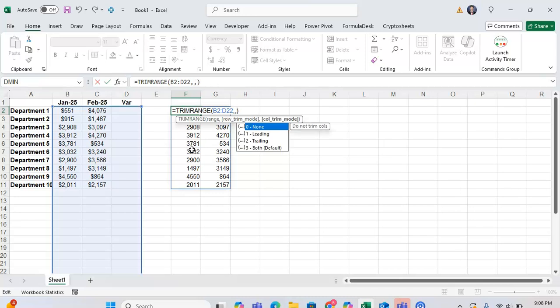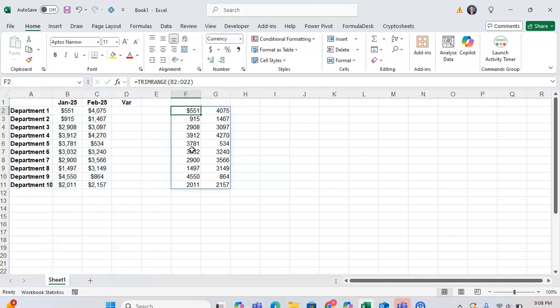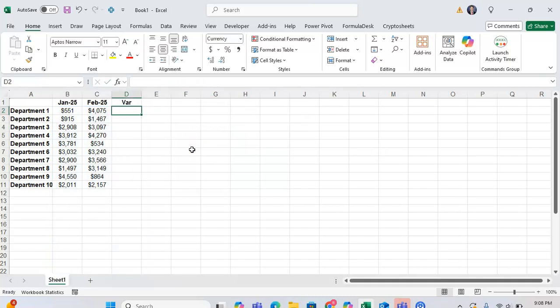Comma, column, do the same thing with the columns. You can have it be 0, so don't trim the columns at all; 1, trim the leading, so just what's above, or to the left; or 2, trim the trailing, which is just what's to the right. The default again is to have both and ignore any blank columns that are being selected.